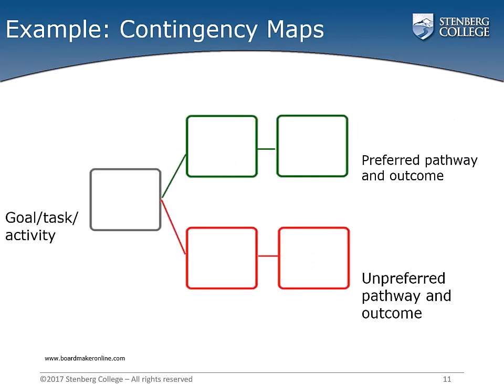Contingency maps enhance the effectiveness of directions by helping students visualize decision-making and what the possible outcomes might look like. They typically have a space for a goal, task, or activity on the left-hand side, then a positive or preferred pathway in green along the top, and a negative or unpreferred pathway in red along the bottom. So this provides a visual representation of outcomes that, when given verbally, might be too complex for a student to process and remember and understand. But when presented as a visual, it's there for as long as the student needs in order to study it, to process it, and to understand.